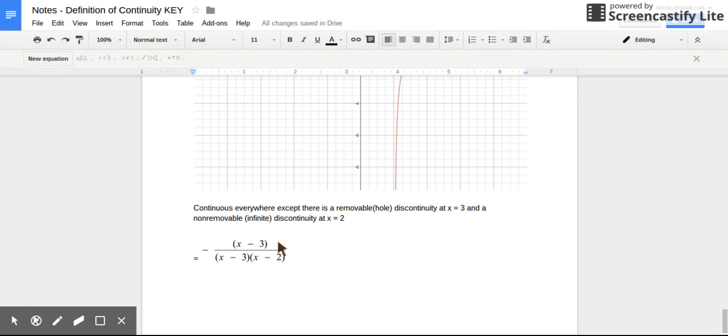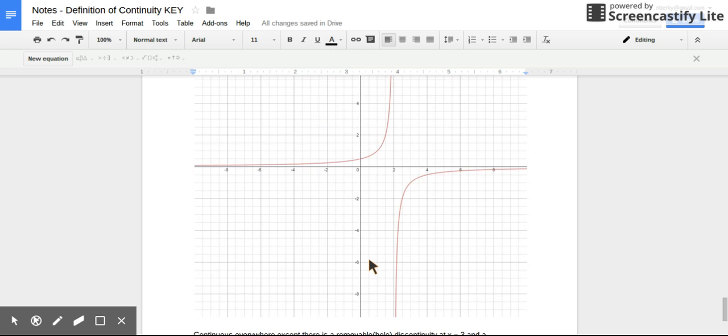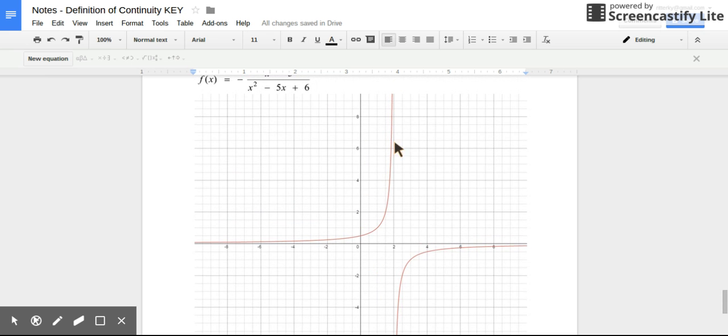With those canceled, what's left is -1 over (x minus 2). And the bottom of a fraction is undefined if the bottom is 0. So what makes the bottom of that 0? What makes x minus 2 equal 0 would be a +2. We know that creates a vertical asymptote or a non-removable infinite discontinuity. And that's happening at x equals 2. And we can verify by looking at a graph. We see that there's a vertical asymptote at x equals 2.